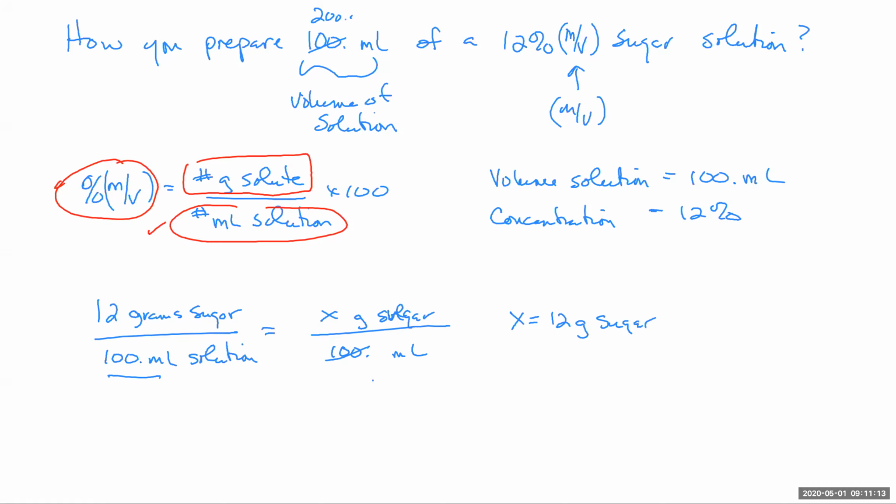If we were going to finish this problem off, because that's not the whole answer. The answer says, how would you make it? And this answer just says 12 grams of sugar. Somebody said, how do you make something? And all you answered was 12 grams of sugar. That's not going to help them out.